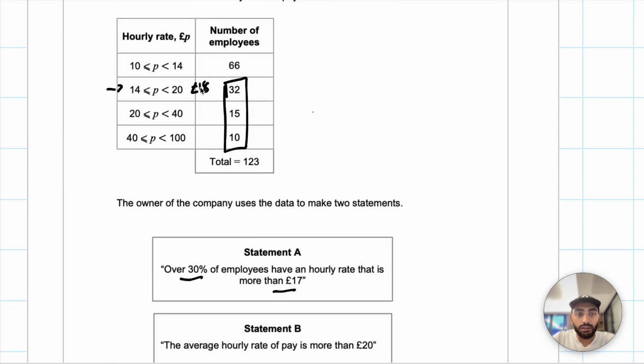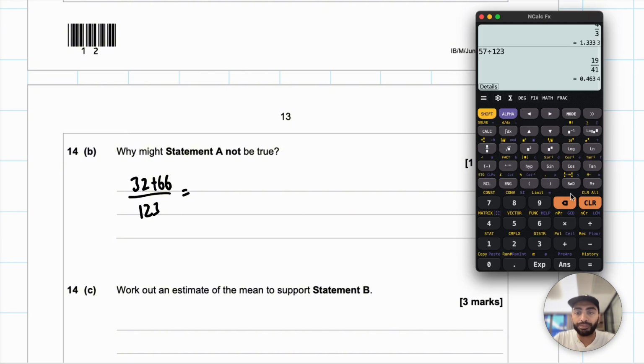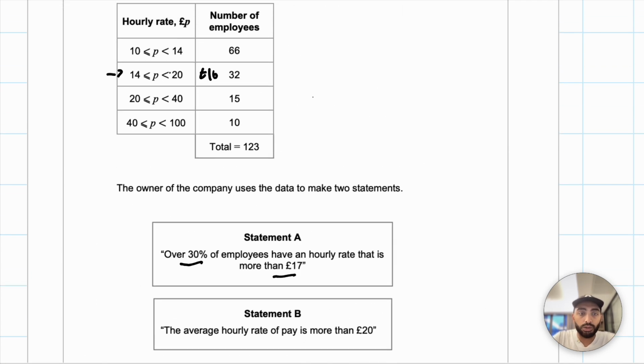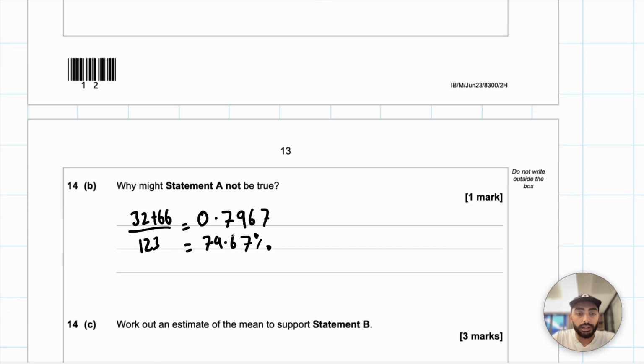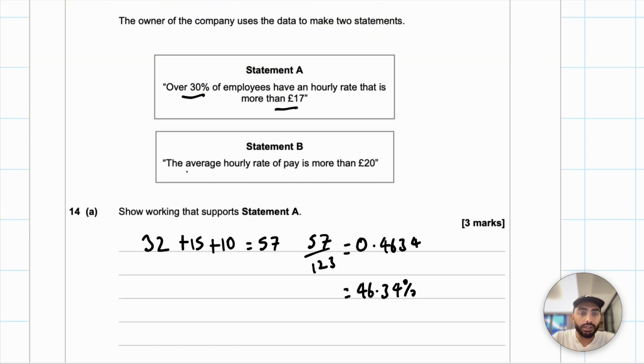So we assumed that everyone in that second row had £18 or more. We could instead assume that they all earn less than £17, so they could also earn £16 each. So we have 32 add 66, over 123, which is equal to 0.7967, which is the same as 79.67%. So if we chose that people earned less than £17, we could have way more than 30% earning less than that.